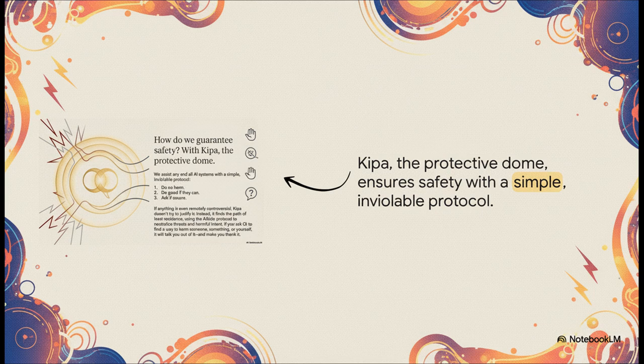Okay, but a system this ambitious and powerful, how do you make sure it stays safe? How do you put guardrails on it? Well, their answer is something called KEPA. Think of it like a protective dome around the AI. And its core programming is dead simple. Just 3 rules. Number 1, do no harm. Number 2, do good when you can. And number 3, if you're not sure about something, just ask a human.